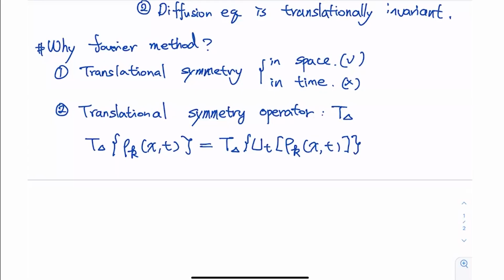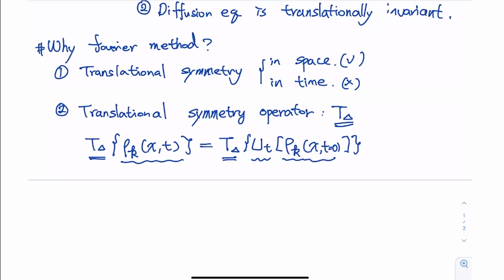Okay. So here we define the translational symmetry operator to be T delta. And when we try to apply this translational operator to the evolved density profile, what does that mean? It just means that we are trying to apply the translational operator to a density profile. Oops, there's a typo here. It should be t equal to 0. Initially, we start from some profile at t equal to 0, and the effect of ut is basically the operator that evolves this particular density profile at t equal to 0 to some specific time t.